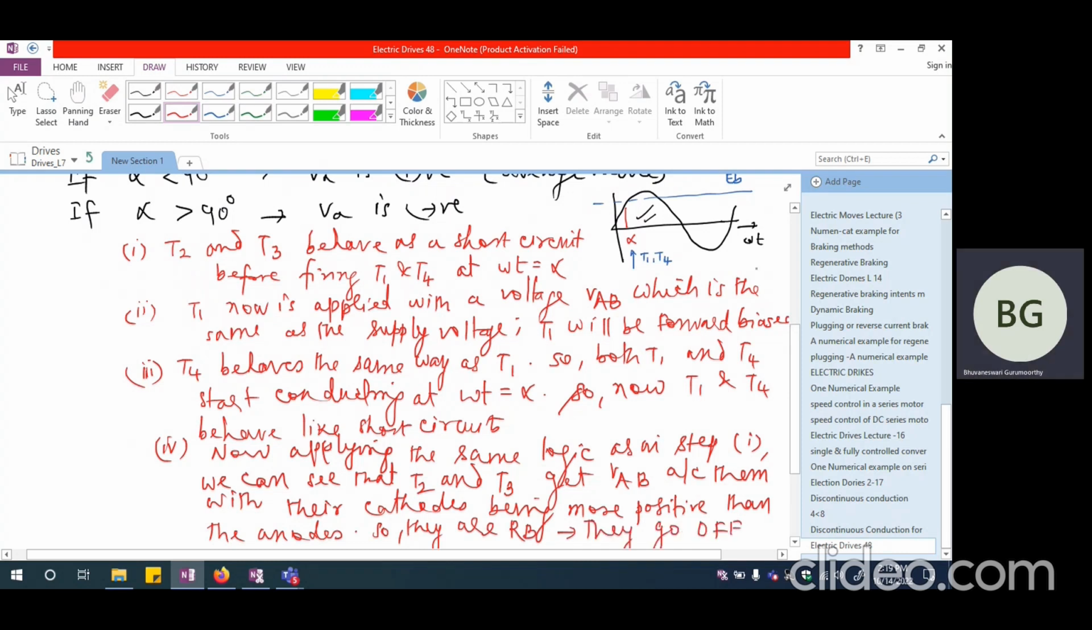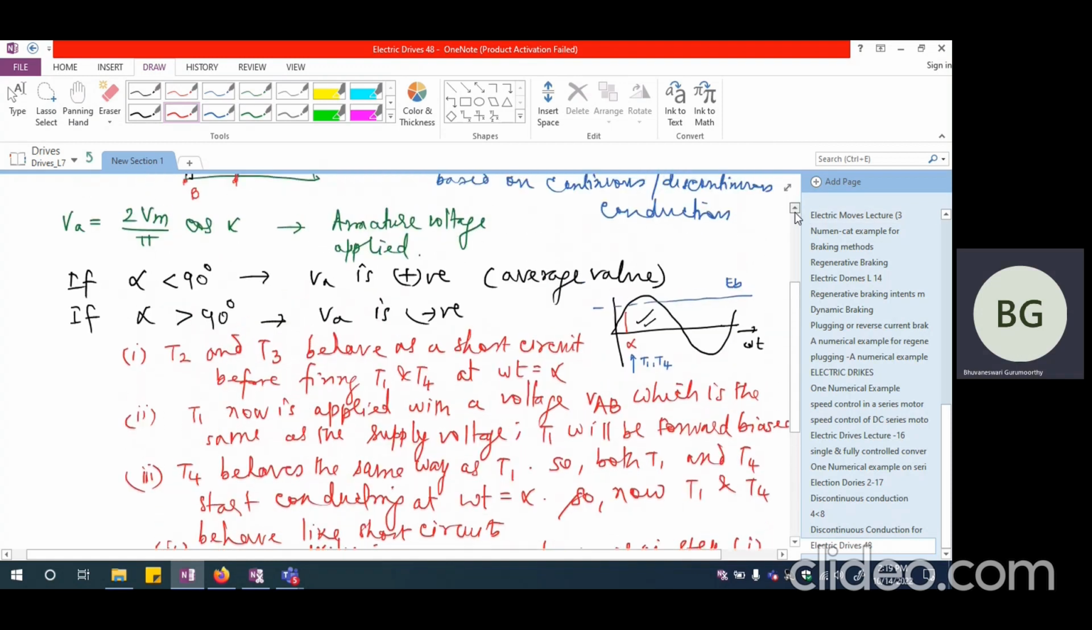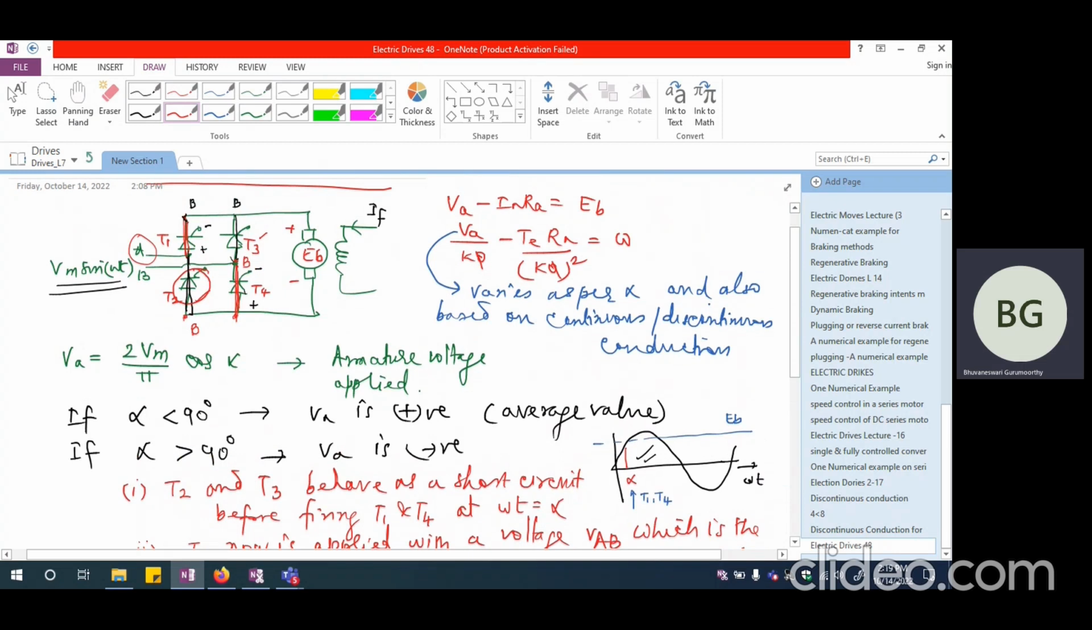So at alpha, when you fire T3, T1 and T4, you would see that because these become like short circuits, this point B, which is coming here, that point B comes up here. And because this is becoming B and this point is A, T2 is going to get VAB. And VAB now, if you look at it, that is the positive voltage. So the cathode becomes more positive than the anode. So T2 goes off. The same way T3 also, you can write the logic and T3 will also go off.